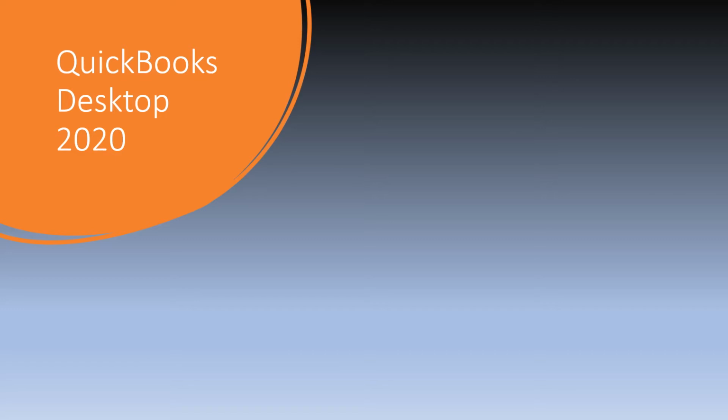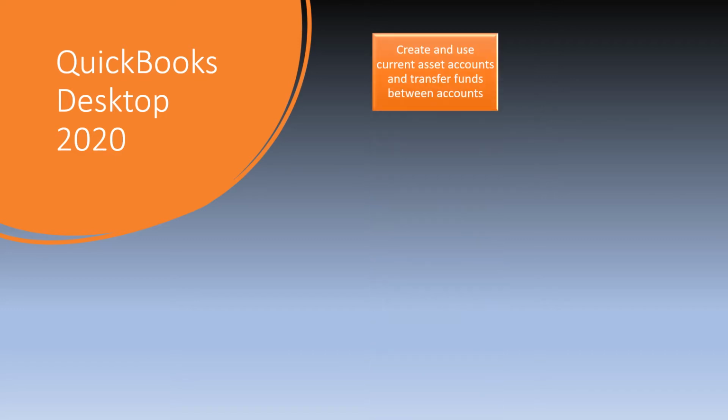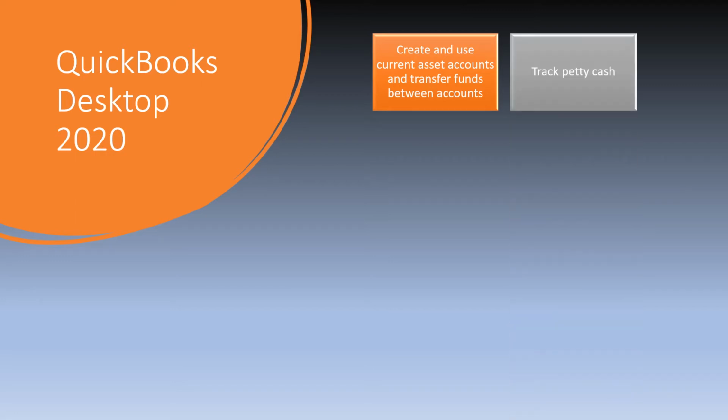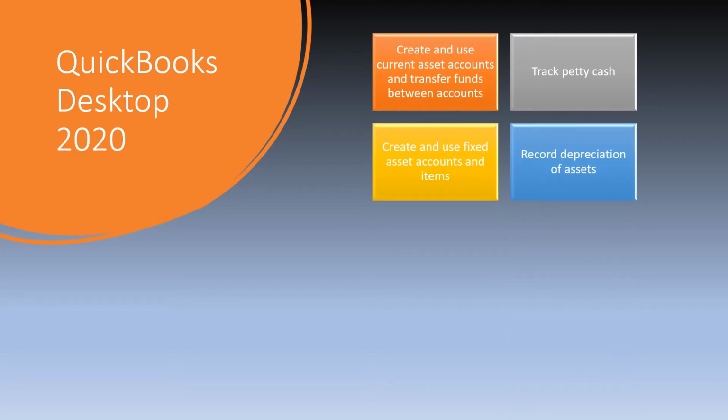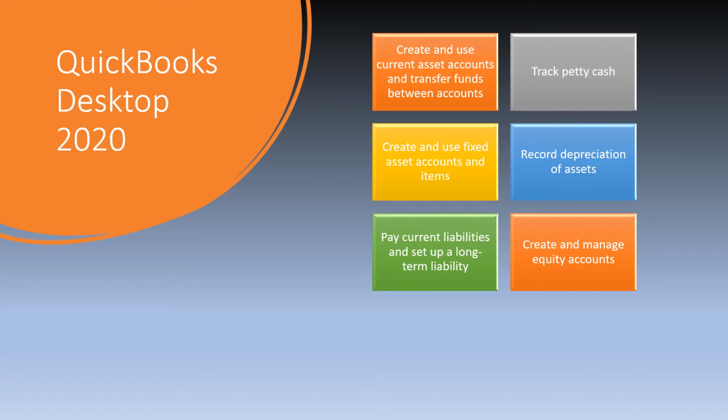By the end of this chapter, you will be able to create and use current asset accounts and transfer funds between accounts, track petty cash, create and use fixed asset accounts and items, record depreciation of assets, pay current liabilities and set up a long-term liability, create and manage equity accounts, and set up and use QuickBooks budgets. Now, let's get started.